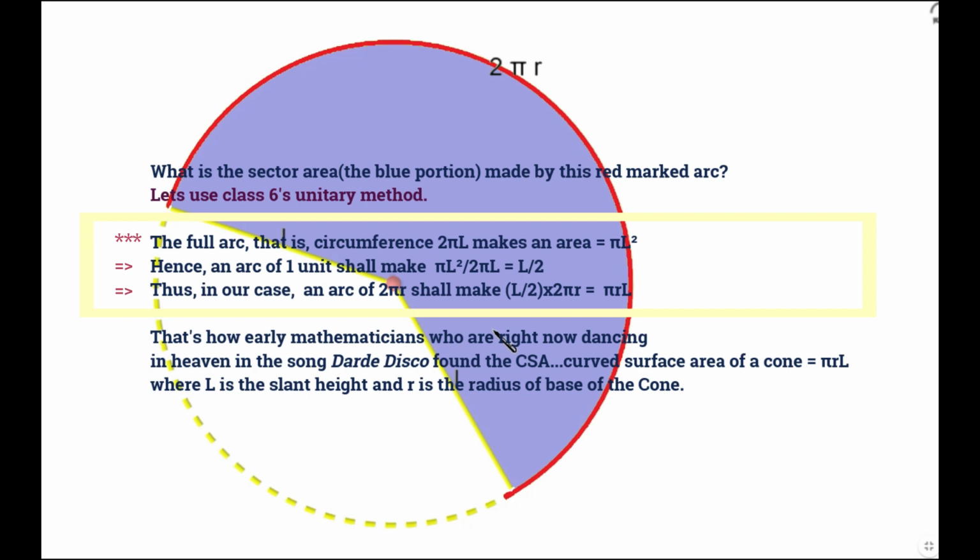So thus in our case we need to find the area made by the arc 2 pi r. So we just multiply it by unitary method. When we multiply 2 pi r with l by 2, the 2 get cancelled, and hence the final result is pi RL, and pi RL is the curved surface area formula for the cone.